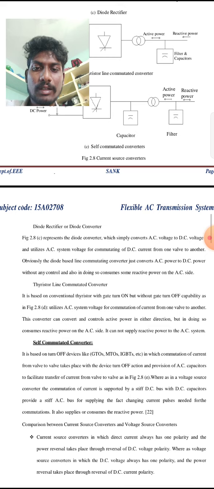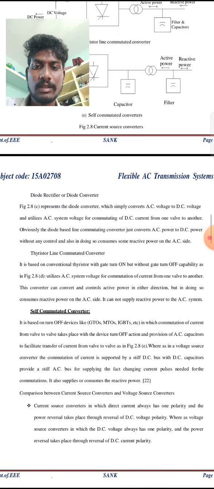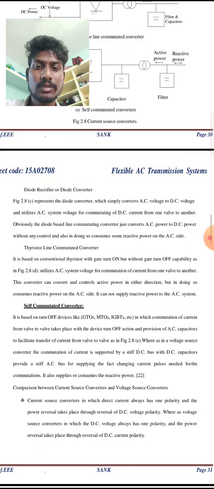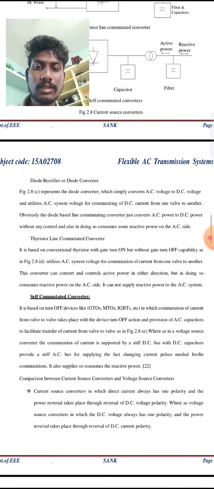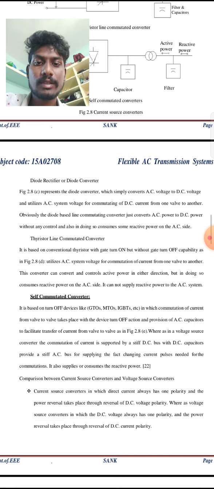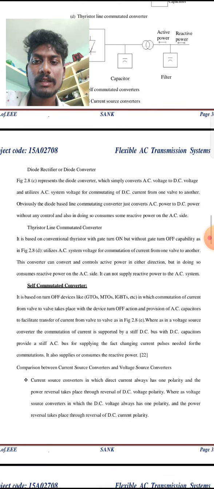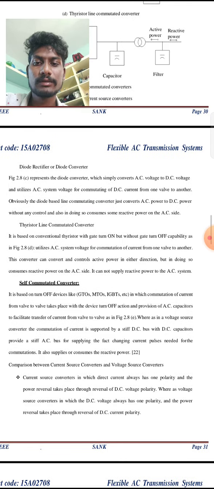Diode rectifier or diode converter. It represents the diode converter, which simply converts AC voltage to DC voltage and utilizes the AC system's voltage for commutating DC current from one valve to another. Obviously, the diode based line commutated converter just converts AC to DC power without any control, and in doing so consumes some reactive power on the AC side.